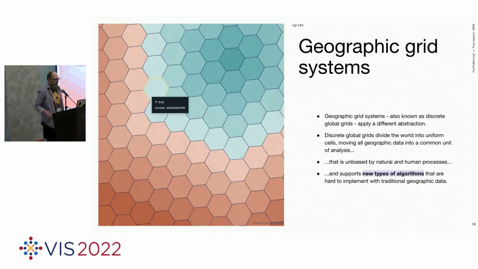So as I said, one of the benefits here is that it moves it from this sort of messy space into a fairly clean mathematical space where we can perform a lot of transformations and processes that would be difficult to do with traditional data.